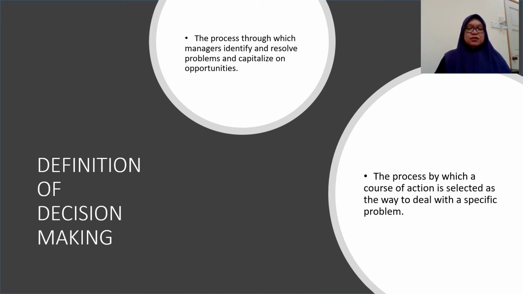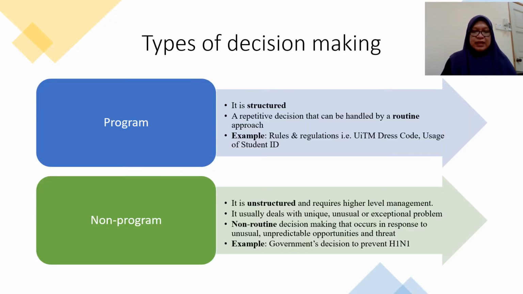Decision making is also the process by which a course of action is selected as the way to deal with a specific problem. Whenever they face a problem or situation, of course, the manager has to think on how to cater for or solve the problem. So there are two types of decision making.